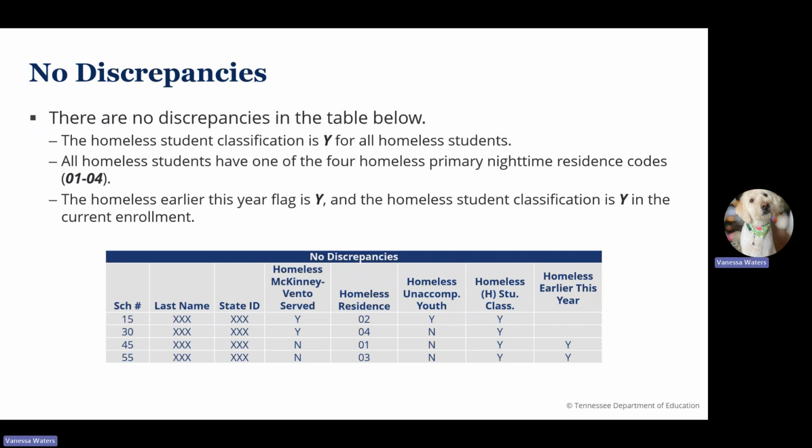So first, let me discuss no discrepancies. As you can see in the table below, there are no discrepancies. All homeless students have a primary nighttime residence code 01 through 04. All homeless students are classified as yes. The homeless earlier this year flag is also yes, and the homeless student classification is Y in subsequent enrollments.